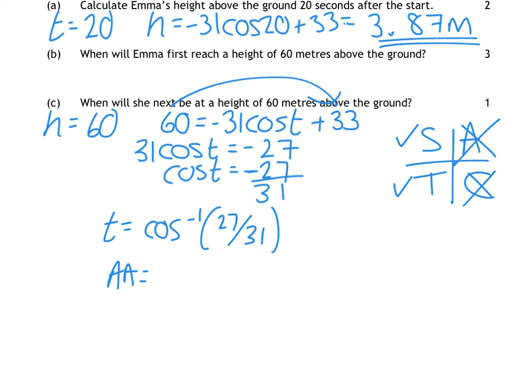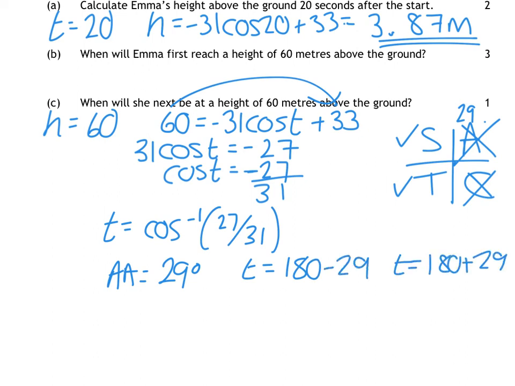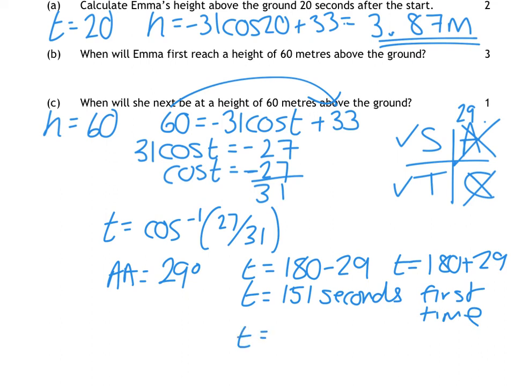Nearest whole number gives us 29, so our acute angle is 29 degrees. That's the one that's in your all box. We then apply that to sine. Oh, it's not x, sorry, it's t, force of habit, we're used to always being at x. So t equals 180 minus 29, and in the tan box it's 180 plus 29. So the first time is 151 seconds, and the second time equals 209 seconds.